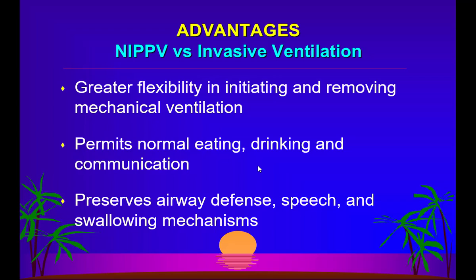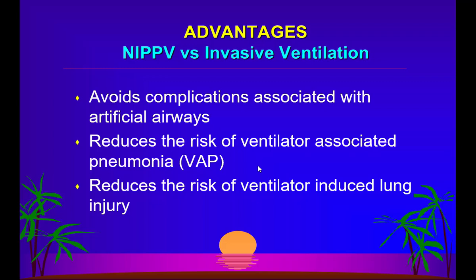The other important thing is that it preserves airway defense, speech and swallowing mechanism. That's very, very important, because once the patient goes on a ventilator, it bypasses the mucociliary clearance, and therefore these patients are at high risk of ventilator-associated pneumonias and other things. So it avoids complications of artificial airways, like the risk of ventilator-associated pneumonias, and of course, the risk of ventilator-induced lung injury.